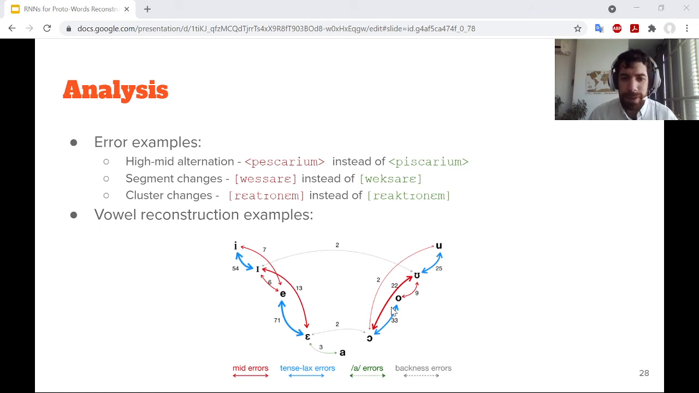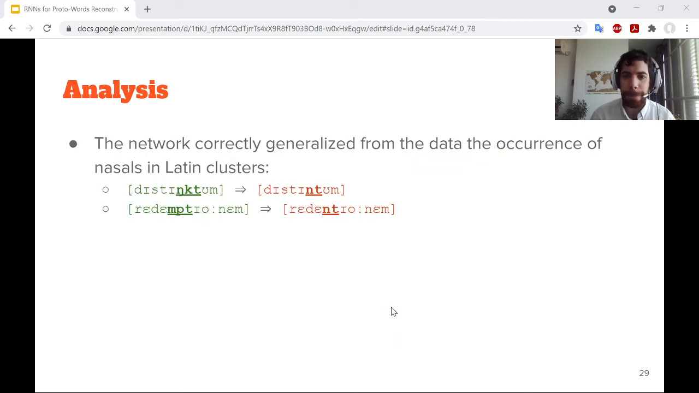Moreover, we found that the reconstruction of vowels was more challenging for the model than the reconstruction of consonants. Those errors, too, can be divided into several categories, as it's possible to see from the picture. As said, the main problematic issue was the reconstruction of vowel length, reflected in the tense-lax error category.